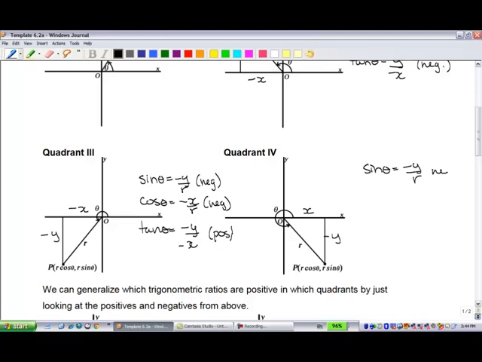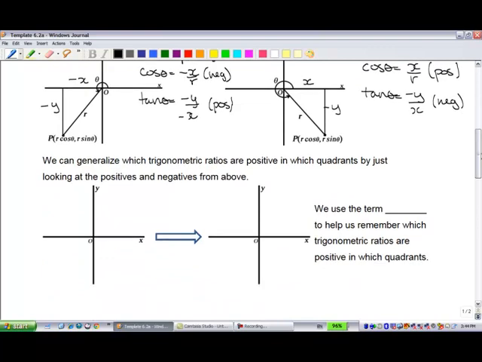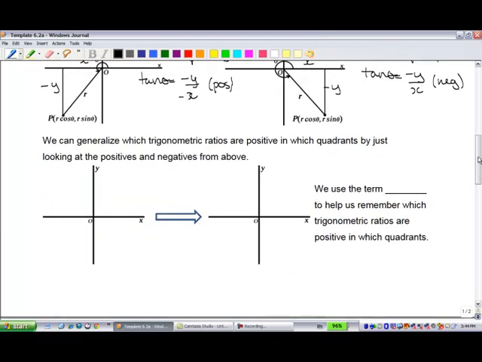Negative y over r is negative. Cos theta is x over r. That's positive. And tan theta is opposite, which is negative y over adjacent, which is x. And that's negative. So cosine's positive there. We can generalize this by saying, which trigonometric ratios are positive in which quadrants, just by looking at the positives and negatives from above. So we've seen that in quadrant 1, all ratios are positive.